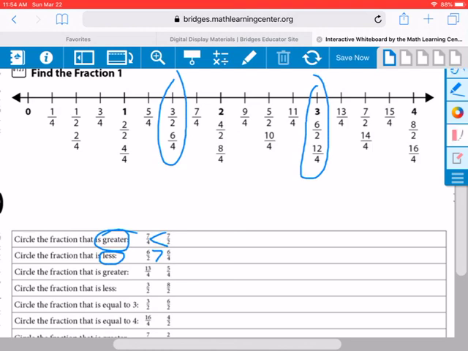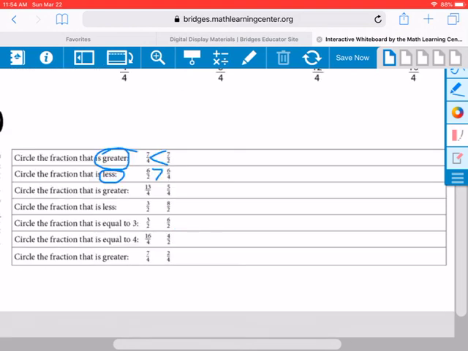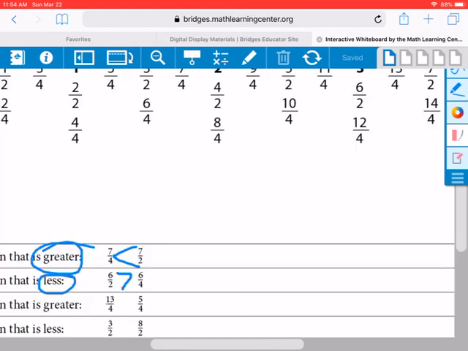I'm going to give you a second now to look at the rest of these and try to figure them out on your own. And then we'll answer them together. I'm going to go out just a little bit.